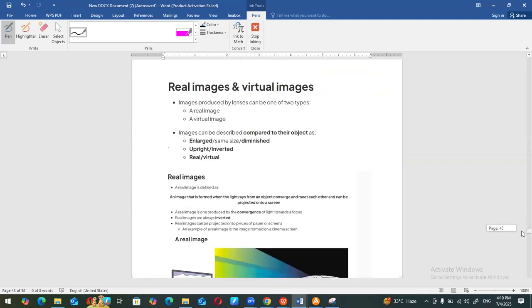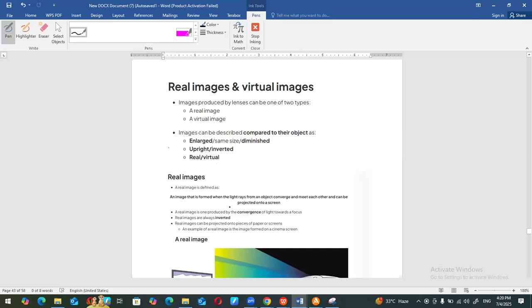Now, this is where the point is. Real images and virtual images. So we already talked about real images and virtual images. There are two types of images. Now, there are different types of images. You've got enlarged, same size, diminished. Diminished means a small one. Same size means same as the object size. Enlarged is a bigger one. One type is called upright. Upright means straight up.